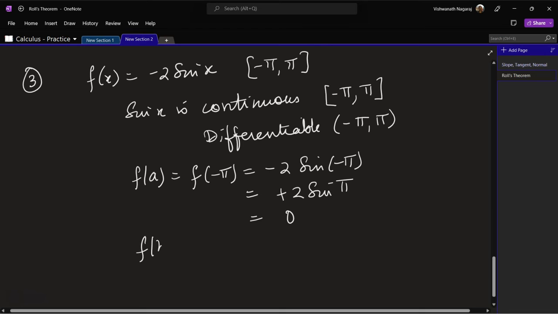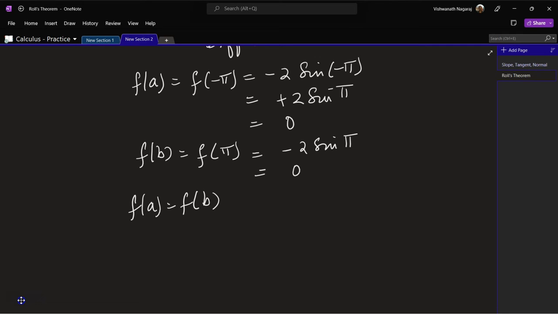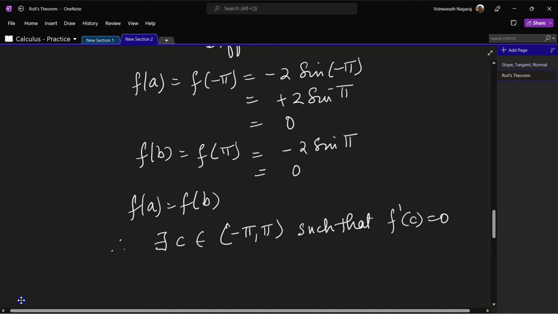Similarly, f of b is equal to f of pi, which is equal to -2 sine pi, which is again 0. So f of a is equal to f of b. So all the three conditions are satisfied. Therefore there exists c belonging to the interval -pi to pi such that f prime of c is equal to 0.